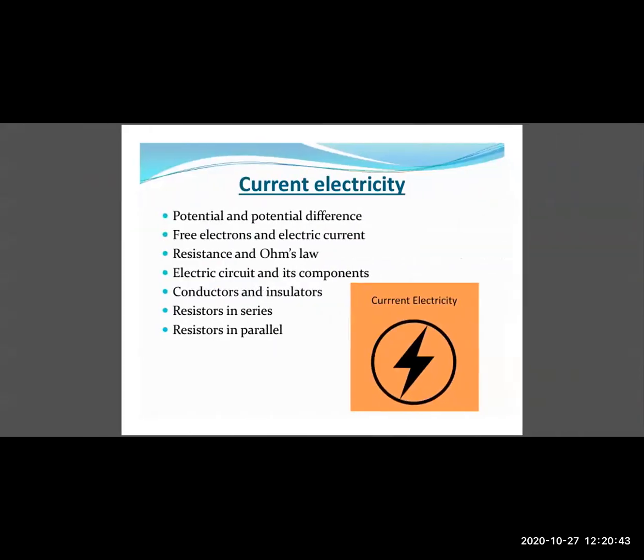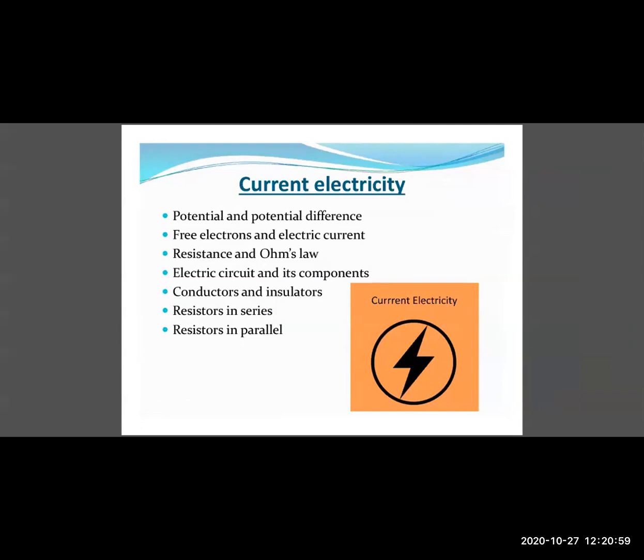Now let us start with the chapter that is current electricity. Now it is a very important topic with respect to general physics, right? And the various topics and content that we are going to go through in the chapter and study, we'll just briefly summarize all the points, right?